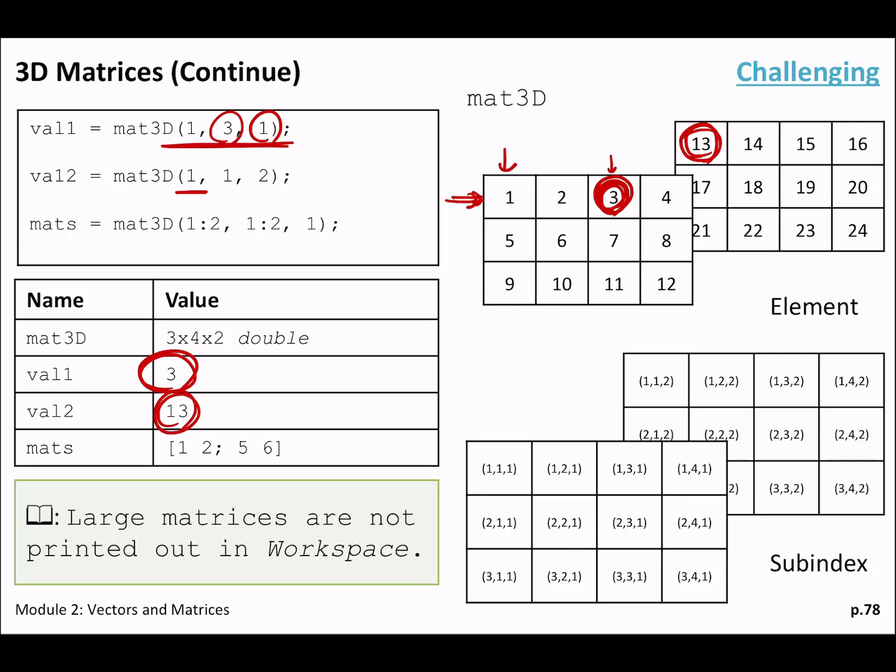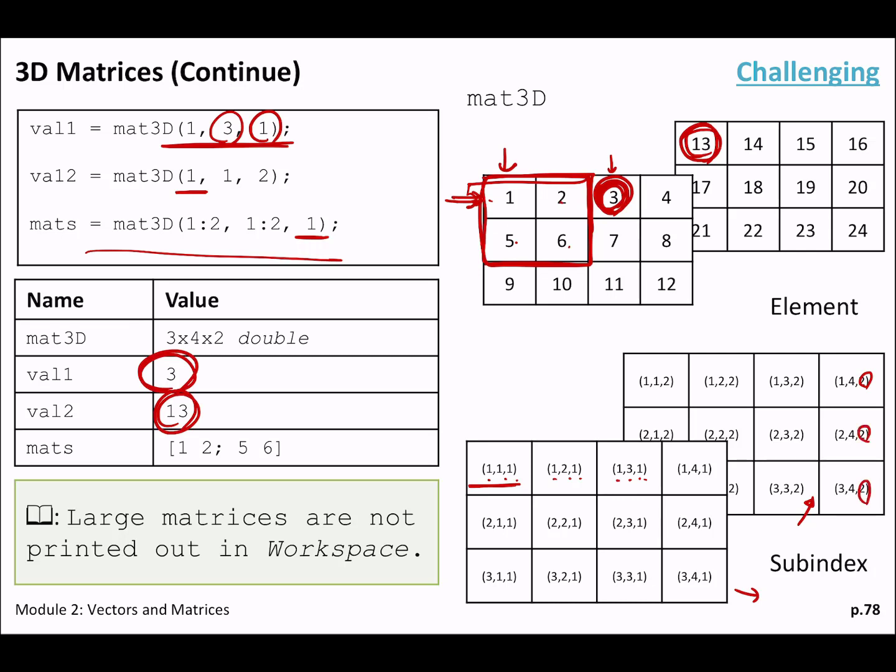Okay. What about this one? First and second row, first and second column at the first layer: 2, 1, 2, 5, 6. So basically this one is a sub-index, a subscript. Okay? 1, 1, 1, 1, 2, 1, 1, 2, 1, 3, 1. Basically, in the third dimension it is all 1 because it's the first layer. This one is the second layer, that's why I put the 2. Okay?